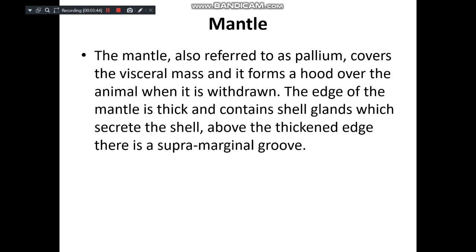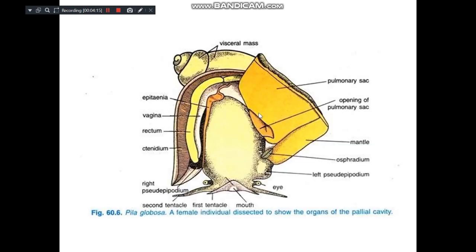So the edge of the mantle is thick, and it is also provided with some shell glands. And these shell glands secrete the calcareous shell. As I have told you, the edge or the margin is thickened. Above this thickened edge, there are certain grooves known as supramarginal grooves.